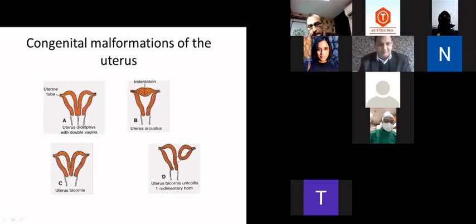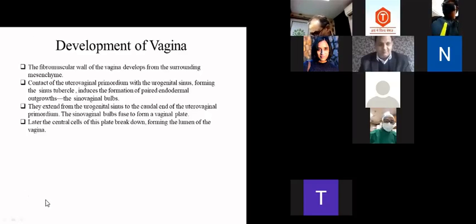And uterus bicornis unicollis, when one of the paramesonephric ducts fails to develop properly, then it gives rise to uterus bicornis unicollis. Development of vagina.